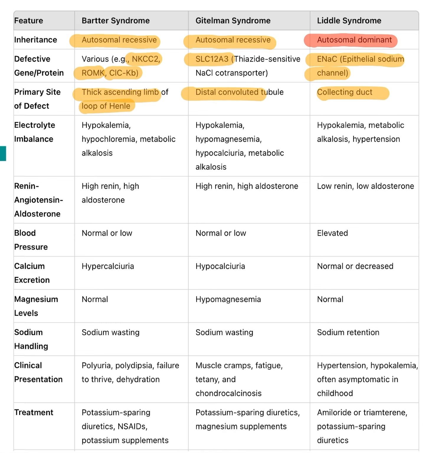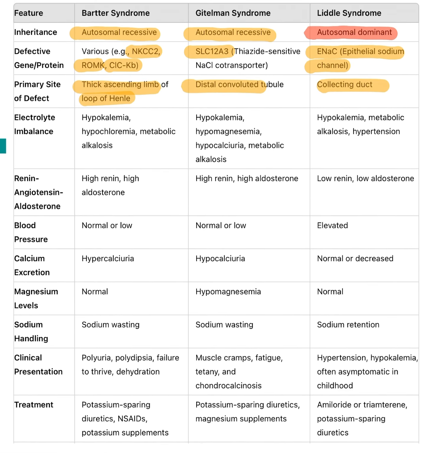Next is electrolyte imbalance. All three will have hypokalemia and metabolic alkalosis. What are the differentiating features? Gitelman syndrome will have hypomagnesemia. So during the treatment of Gitelman syndrome, you have to consider giving magnesium supplements also.